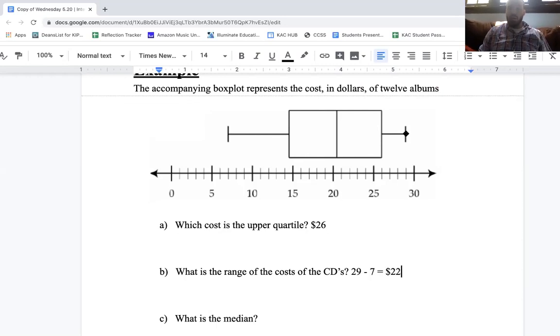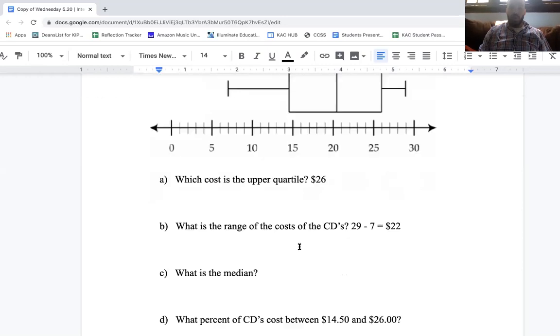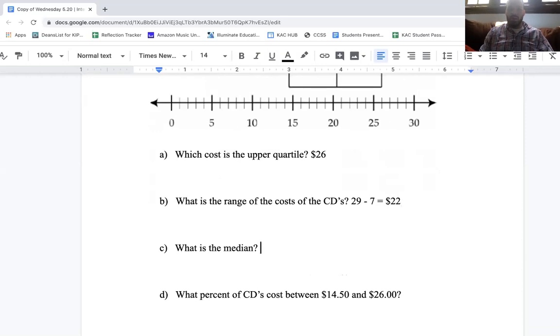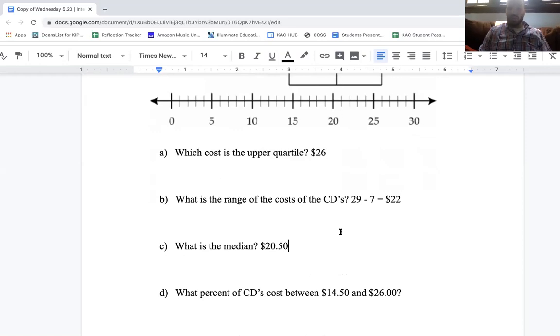All I'm doing is the biggest number, the maximum number, minus the smallest number, the minimum number. What's the median? As I look here, if I bring this line exactly down, it doesn't fall on a line. It falls between 20 and 21. So what's in between 20 and 21? I'm going to estimate $20.50. In between 20 and 21 is $20.50.